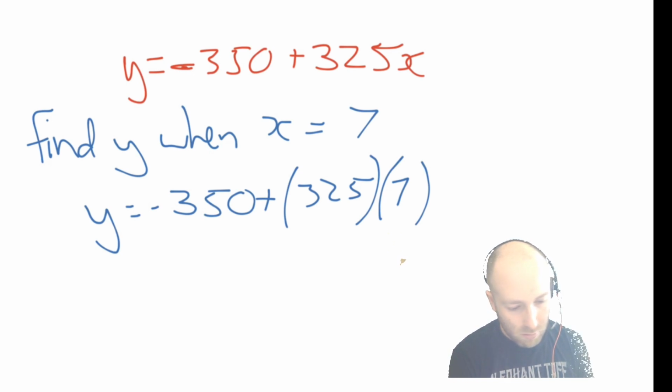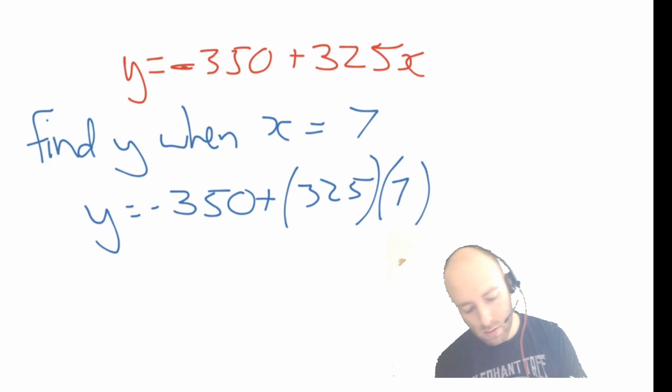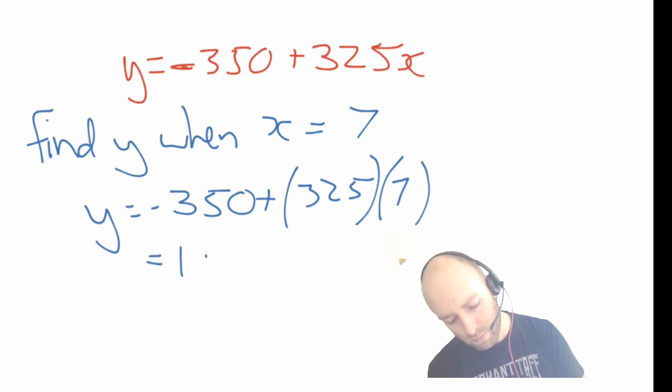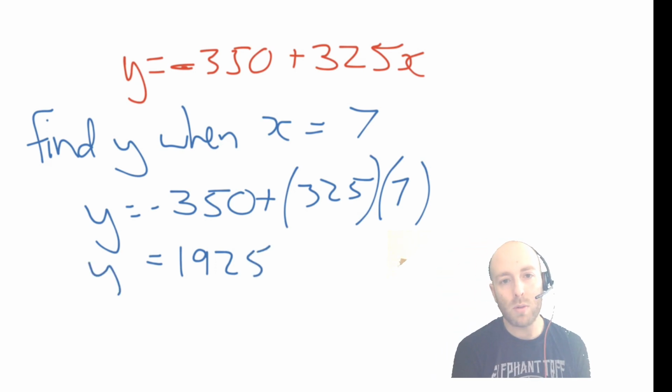Which I will just do. And you should get 1925 for that. Cool, so we can use it to predict. There are some rules about this as well, though.